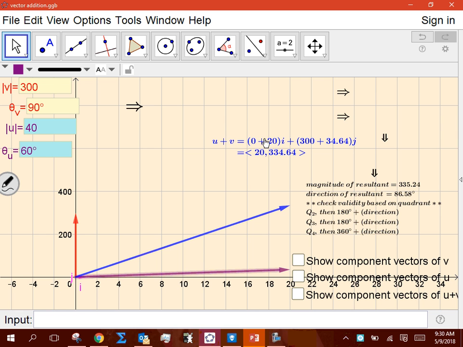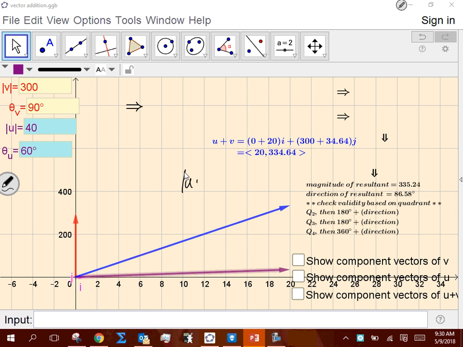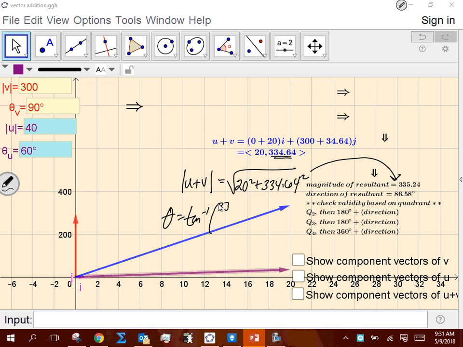When I add the i's of those two vectors u and v together, and I add the j's of those two together, I get this thing right here. Then when I want to know the length of u plus v, it is simply 20 squared plus 334.64 squared, and then I take the square root of that sum. That will give me that number right there. If I want to find theta, I simply take tangent inverse. Your j is always your y value, so it's 334.64 over 20, and that will spit back that number right there. That is so much quicker and easier than the law of sines and law of cosines intertwined. Does that make sense to everyone?